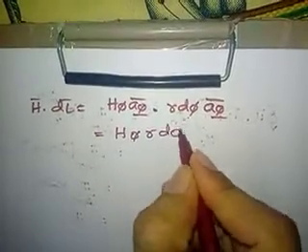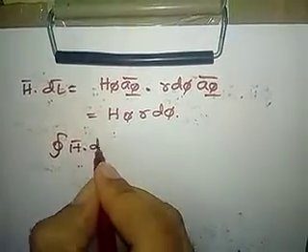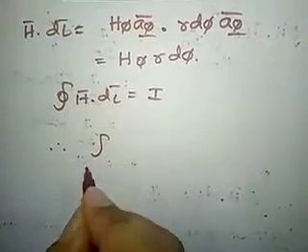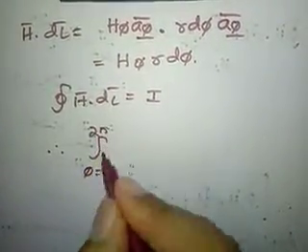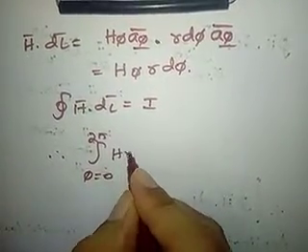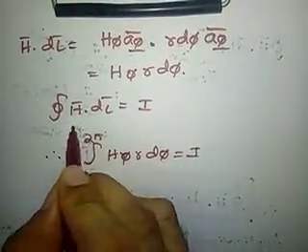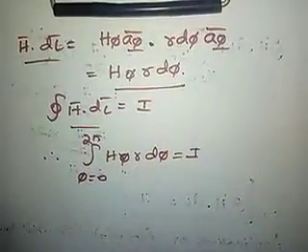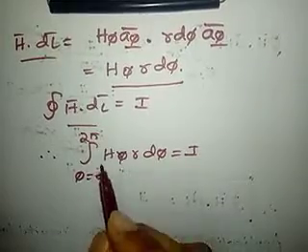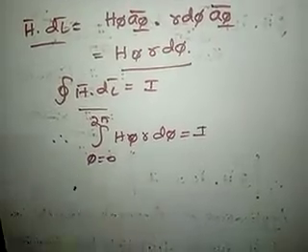According to Ampere's circuital law, the closed integral of H bar dot dl bar is equal to I. Therefore, over the closed path with limits phi equal to 0 to 2 pi, H-phi R d-phi is equal to I, because H bar dot dl bar is H-phi R d-phi. So substitute that, H-phi R d-phi is equal to I, with limits phi equal to 0 to 2 pi.